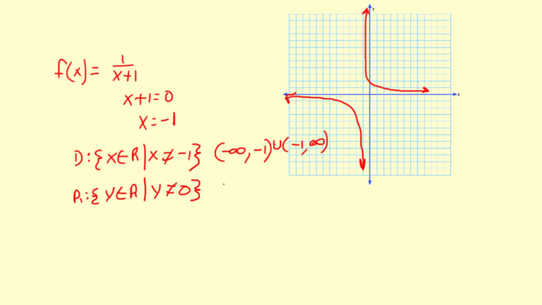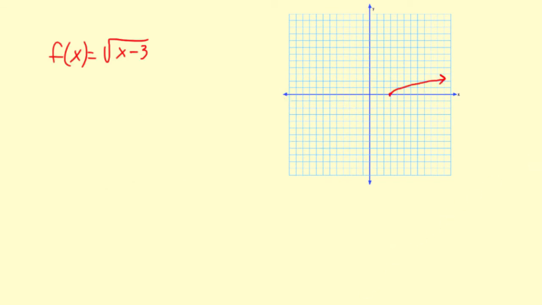And for the range, exact same idea, except this time the y value you're not hitting is 0, so this is what you write it as. Open interval -infinity, 0, union with open interval 0, infinity. Okay, let's take a look at another function.